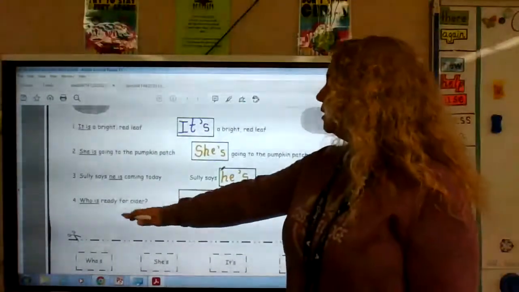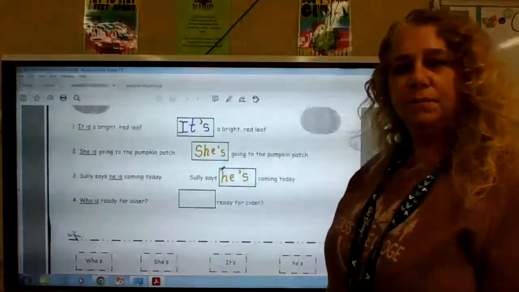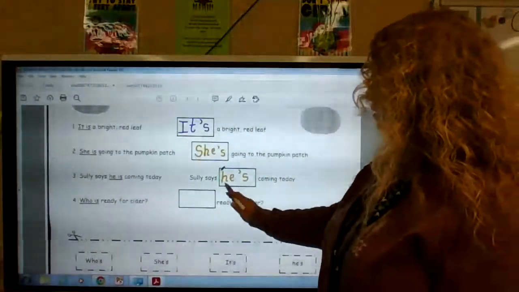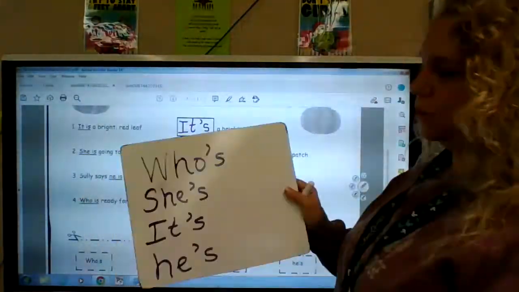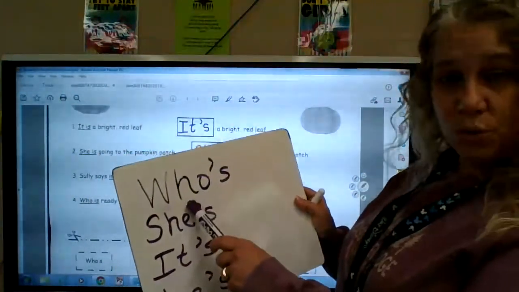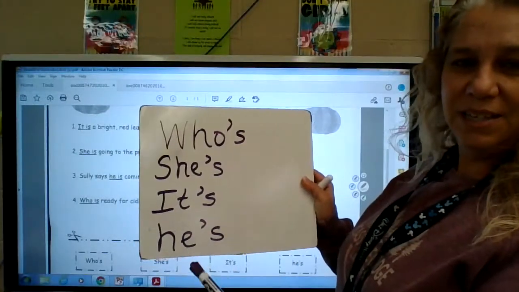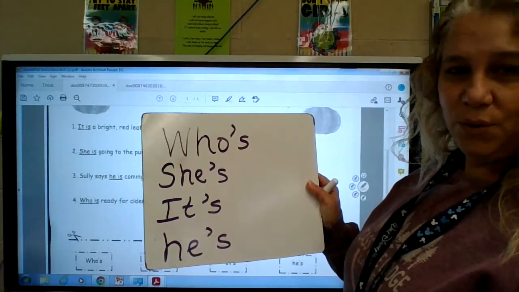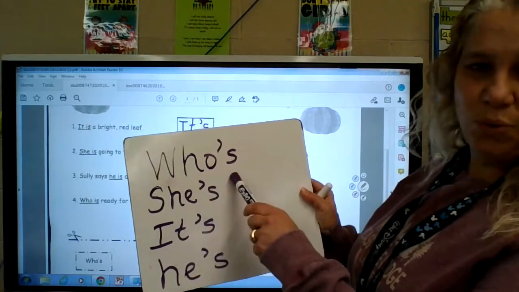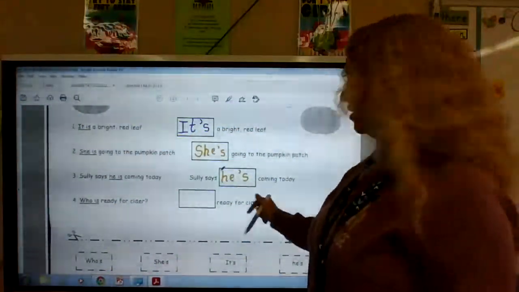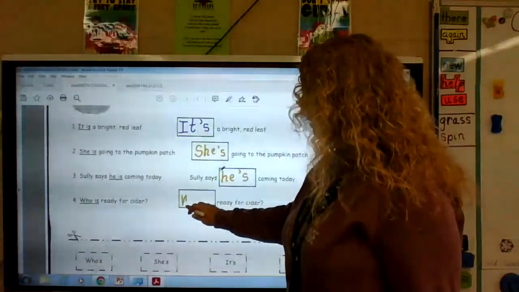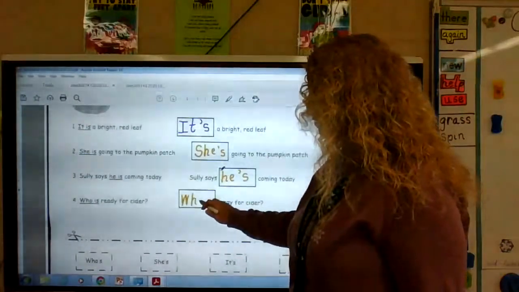And who is ready for cider? Blank, ready for cider. Who is? Okay. Who is becomes whose, she's, it's, or he's. Who is becomes whose. So now it's who's ready for cider. Glue it there.